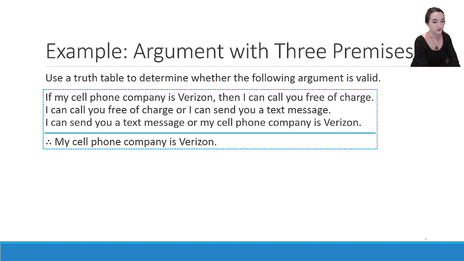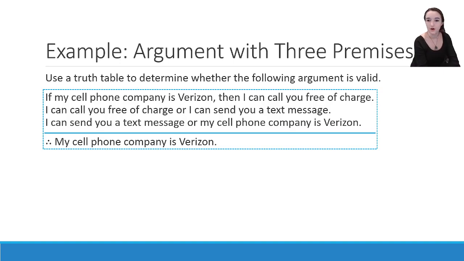So, here we have, if my cell phone company is Verizon, then I can call you free of charge. I can call you free of charge, or I can send you a text message. I can send you a text message, or my cell phone company is Verizon. Therefore, my cell phone company is Verizon. So there's a lot more going on in here, and it's a bit harder to put together whether or not this makes sense, right? Our previous arguments, we kind of could think them out to say whether or not they made sense. But this one, there's more happening, so it might be more difficult to logic this out in our heads. So putting it in symbolic form is really the only way to go.